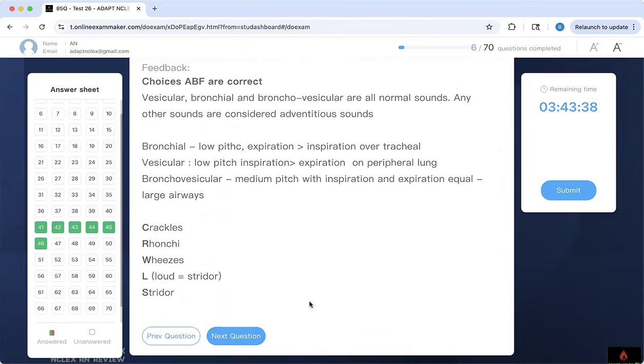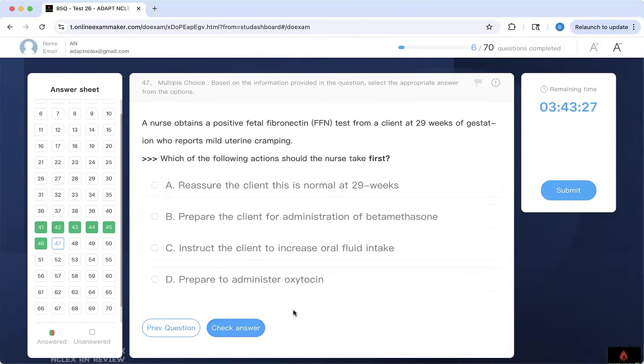They are all abnormal: crackles, rhonchi, wheezing, and stridor. But these, bronchovesicular, are all abnormal sounds. Which of the following actions should the nurse take first?